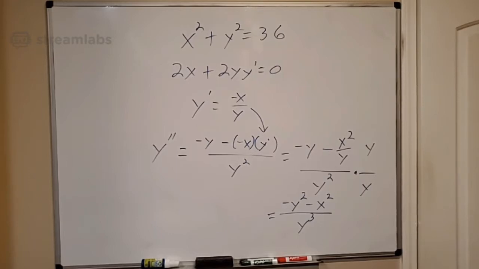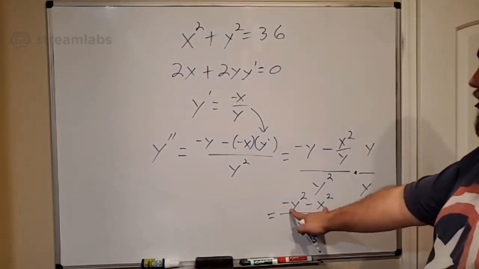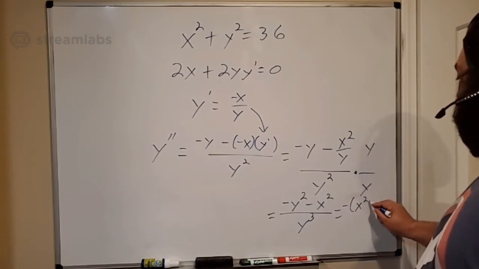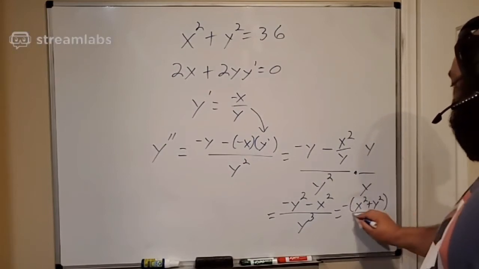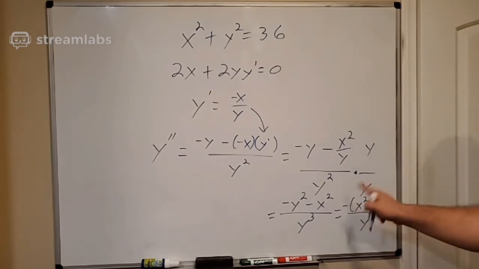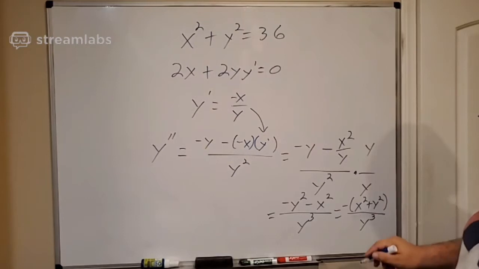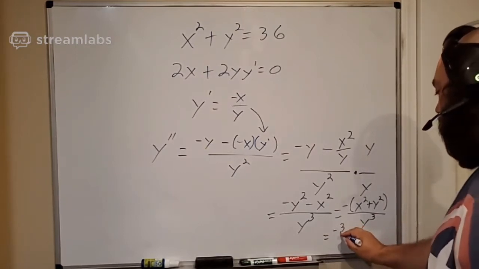However, if we look, just like we talked about yesterday, this negative y squared minus x squared, I can rewrite that as negative. I'm going to rearrange it just to make it a little easier to see. It is negative x squared plus y squared, which we look up at the top, and that is 36. So our answer is negative 36 over y cubed.